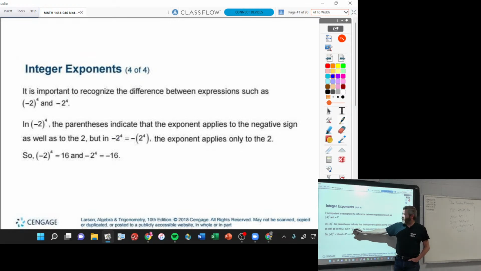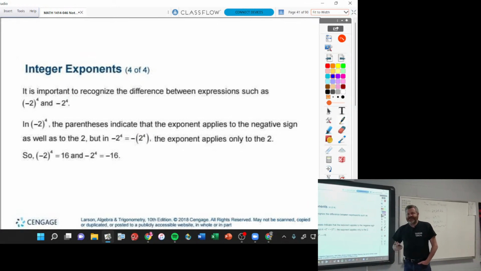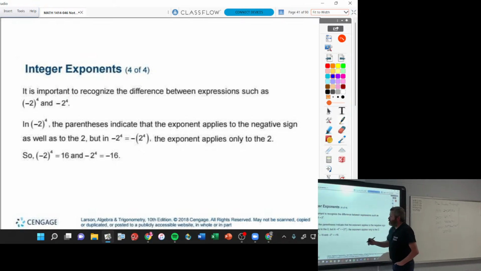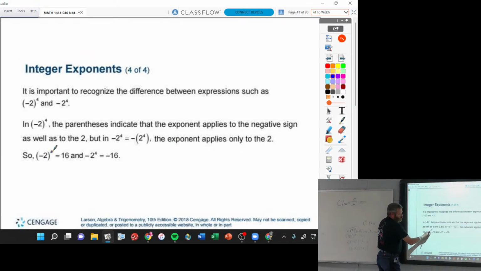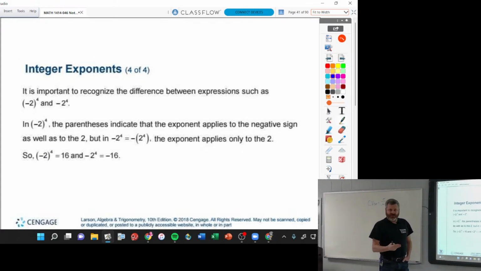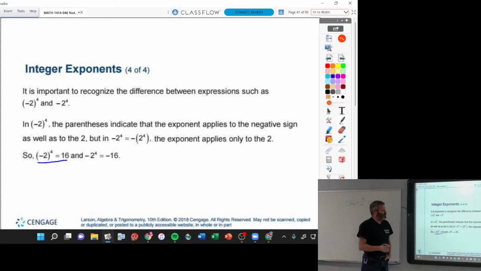So negative 2 to the fourth power would be the same thing as negative, and if I put parentheses around the 2 to the fourth power, it intensifies the fact that the negative sign is not with that 2, and the exponent is only on the 2. If I put parentheses around it, negative 2 times negative 2 is positive 4, times another negative 2 would be negative 8, times another negative 2 would be a positive 16. So when you put parentheses around it, you get a positive 16.